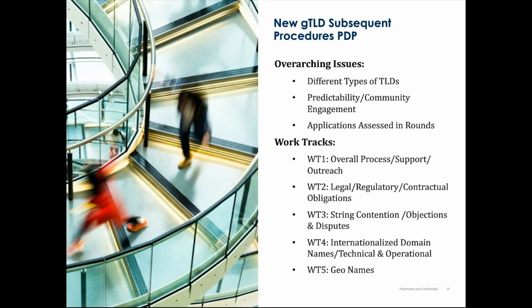It really is a catch-all. It's everything that didn't fit into RPMs seems to have fallen into this new gTLD subsequent procedures PDP. It's looking at the applicant guidebook and all the procedures and processes involved in the whole rollout of the new gTLD program, except the rights protection mechanisms. It's looking at all those anew and trying to understand what worked, what didn't work, and if something didn't work, what do we need to do to correct it? So again, this team's probably been working for close to 3 years, but now they're also starting to wind down their work, but still have a bit to do.